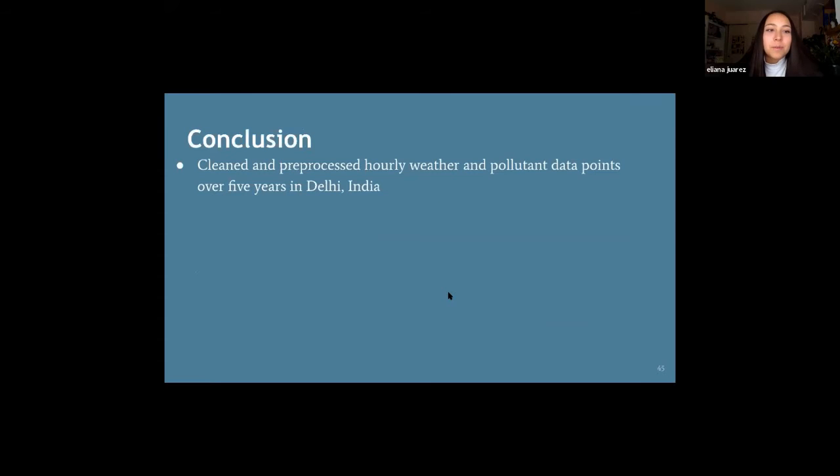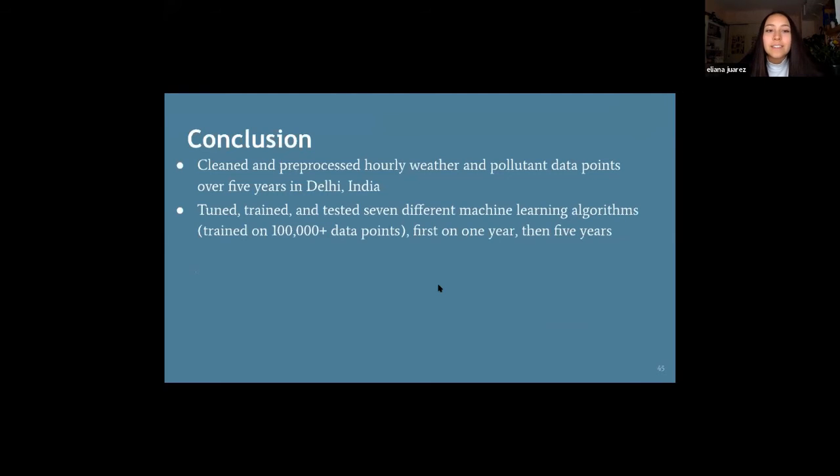So as a review of what we did for our project, we cleaned and pre-processed hourly weather and pollutant data points for over 5 years in Delhi, India. We tuned, trained, and tested 7 different machine learning algorithms, each one trained on over 100,000 data points, first over the course of 1 year, then again across 5 years, split separately by season.